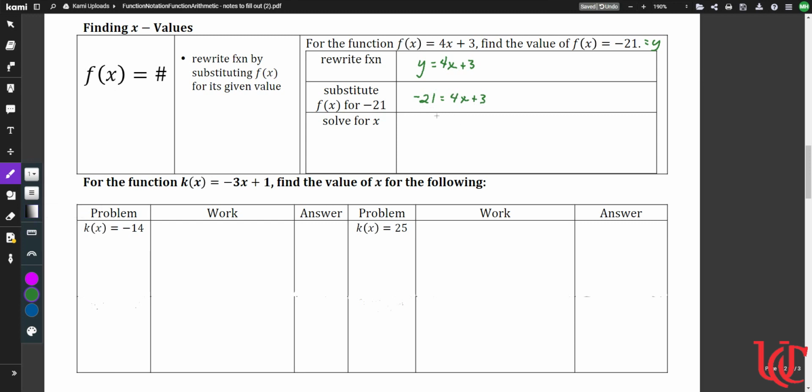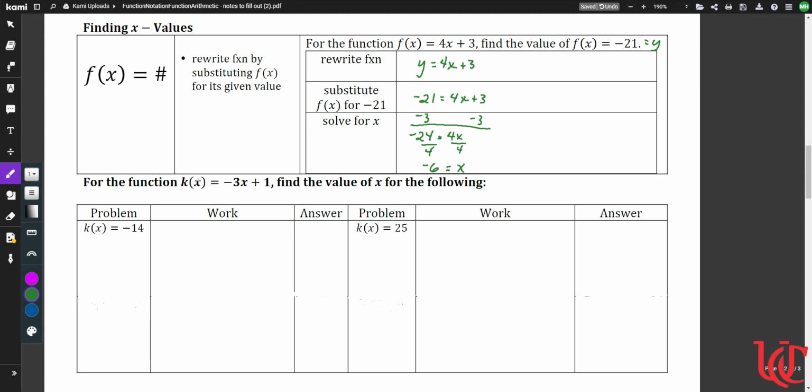Try to get the letters on one side, numbers on the other. So I only have that 1x. So I'm going to subtract 3 from both sides. And then I have negative 24 equals 4x. Divide both sides by 4. So you get x equals negative 6. Okay, it's not always going to be a nice number. Sometimes you're going to get left with a fraction.